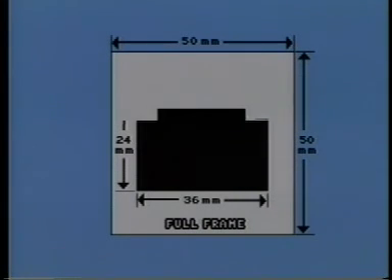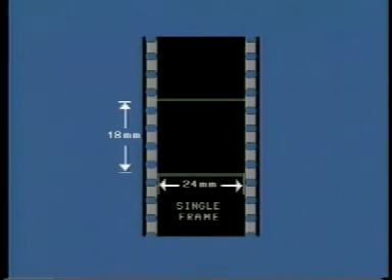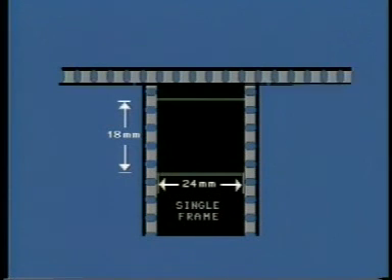Slides are available in two formats. In full frame, the picture size is 24 by 36 millimeters, and size after mounting is 50 by 50 millimeters. Whereas, the viewing portion of slides in half frame is 18 by 24 millimeters. Most of the film strips are produced in single frame with individual frame size in the ratio 3:4. And in double frame, the size ratio is 2:3.